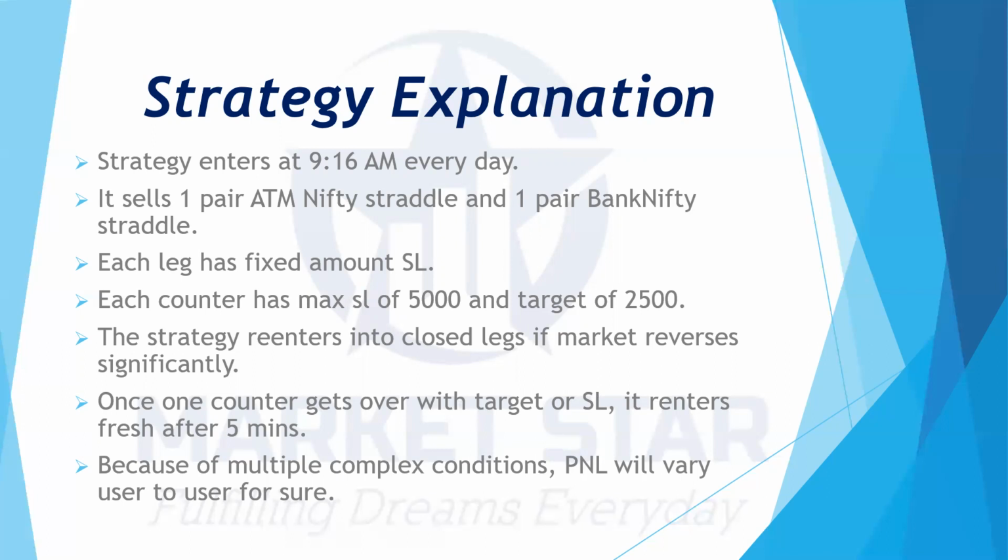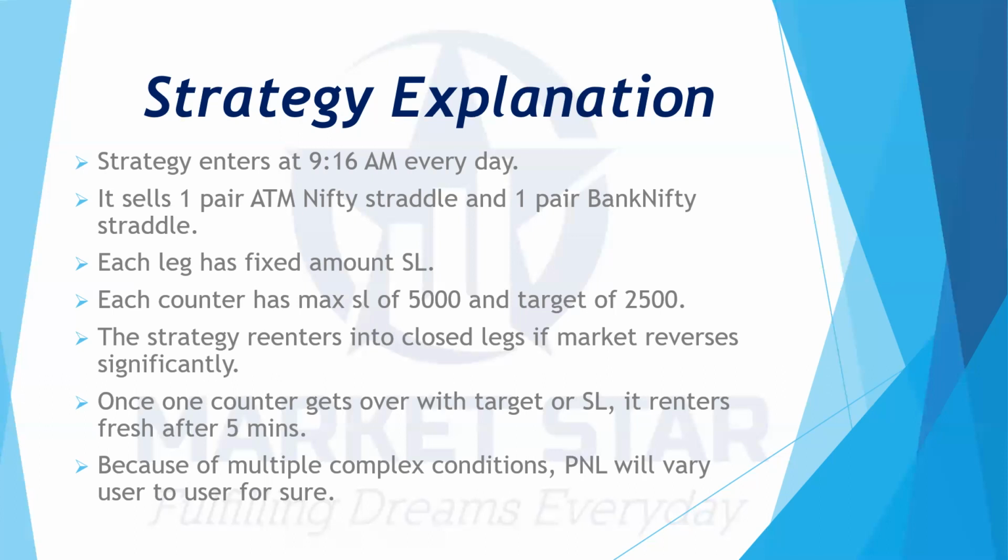Okay. Here the target is only 2,500. So we have 4 legs. Whatever premium erosion happens in the 4 legs, whenever because of that premium erosion the profit reaches 2,500 in our strategy, then the strategy exits. Okay.